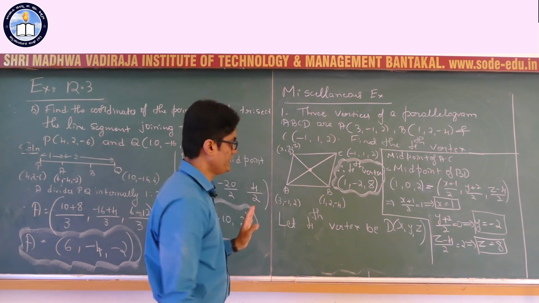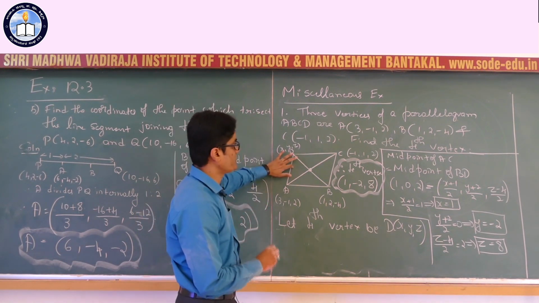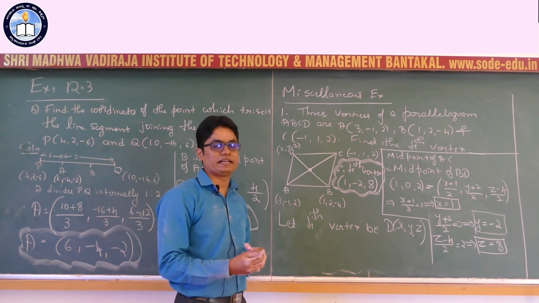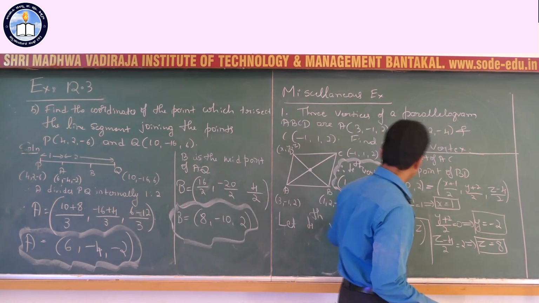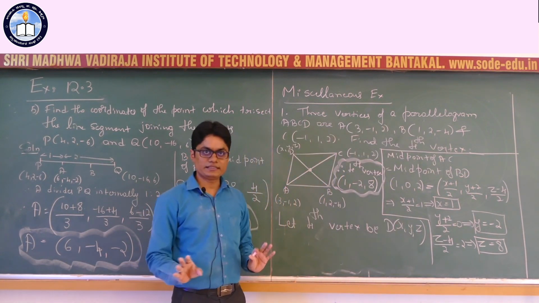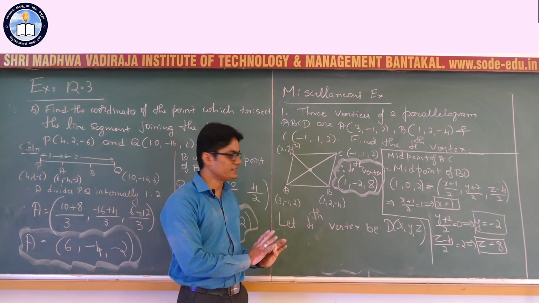Did you understand how it came? So use the common property of the parallelogram, that the midpoints of the two diagonals are the same. I am using here the midpoint of AC is equal to the midpoint of BD. You'll get the answer like this. Did you understand? The first problem of the miscellaneous exercise, understood?